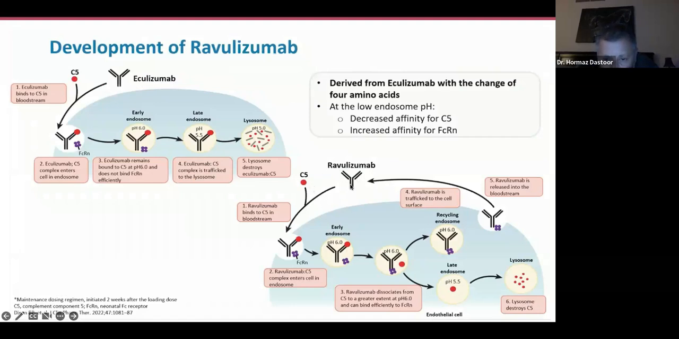Ravulizumab is slightly different. After binding with C5 within the endothelial cells, once in the endosome, it separates from the complement factor 5 and is once again released into the circulation, where it further binds to C5. So it has a longer half-life. Obviously, not all of it is released into the circulation every time, but a majority is released. And it has a longer half-life of about 8 weeks.